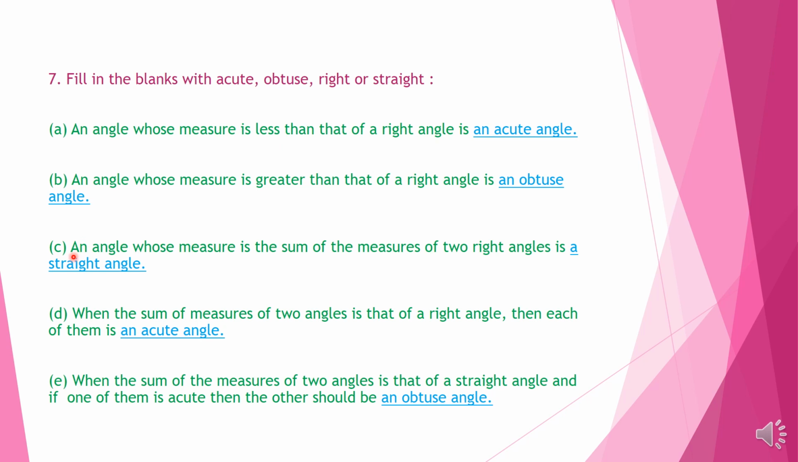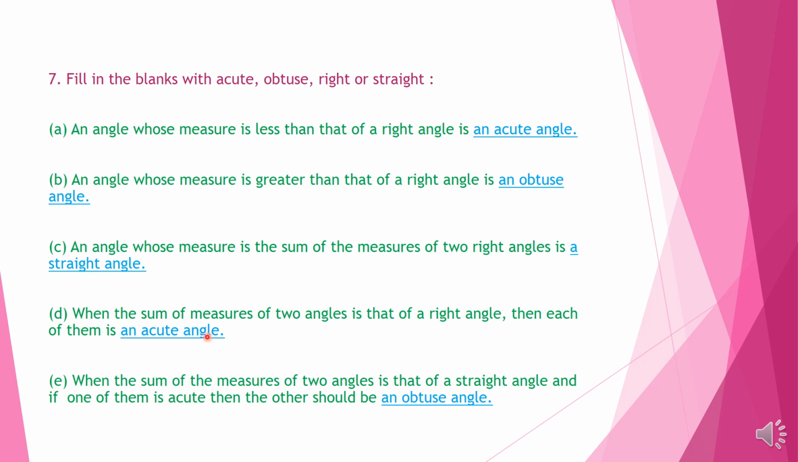Number C, an angle whose measure is the sum of the measures of two right angles. Children, two right angles, when you add, what do you get? A straight angle. Number D, when the sum of measures of two angles is that of a right angle, then each of them is an acute angle. Children, if we have two angles, and when we add them we get a right angle, 90 degrees, then the two angles will be acute angles, because only acute angle and acute angle added give a right angle.